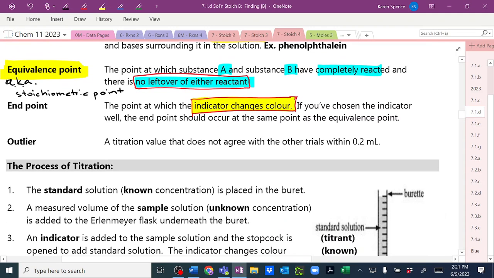And then finally, we have an outlier. And an outlier is a titration value. Normally, you know how last day I just did one? Like I took one sample and I titrated and I'm like, here's my volume, let's go calculate it.